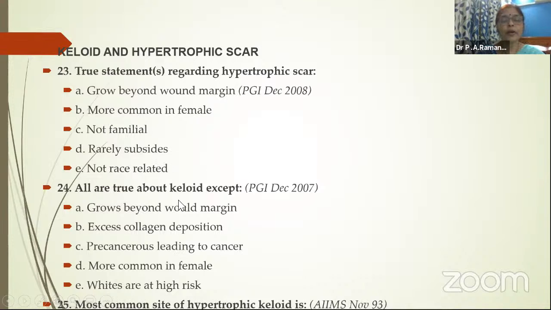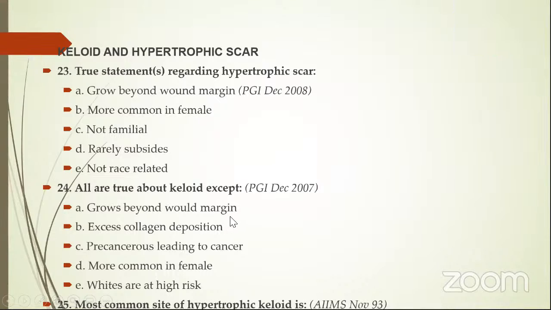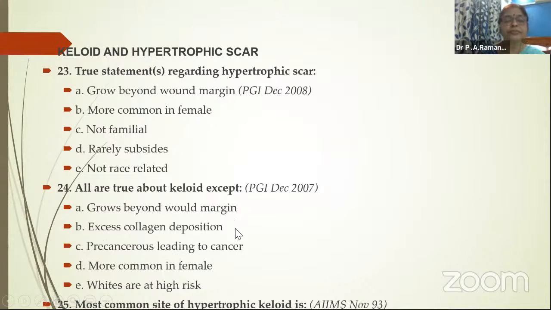Now all are true about keloid except grows beyond. This is an except bit, be careful. So grows beyond wound margin, yes or no? Yes, ma'am. Excess collagen deposition, yes or no?